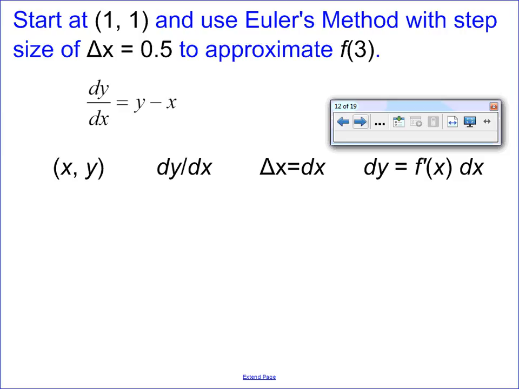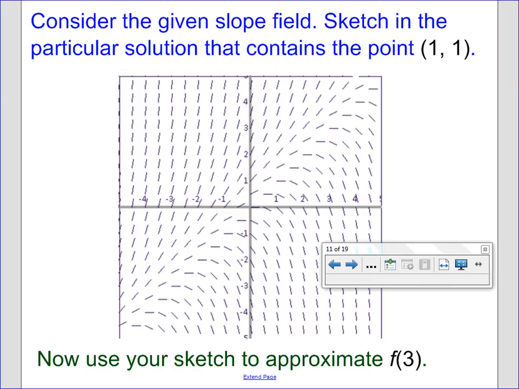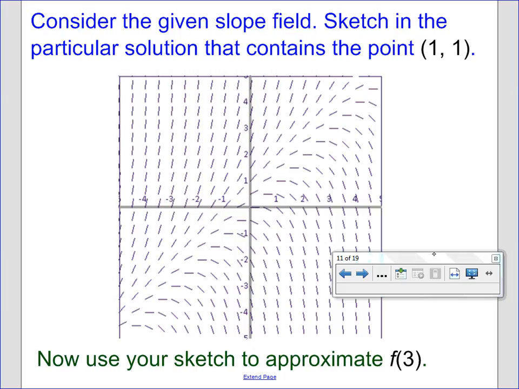Consider a differential equation y minus x and the slope field it produces. Are we able to separate the variables through multiplication and division to solve that? At this stage in our lives, no. And so Euler's method is going to give us a way that we can mathematically approximate function values based on the differential equation and slope field when we're not able to find a particular solution.